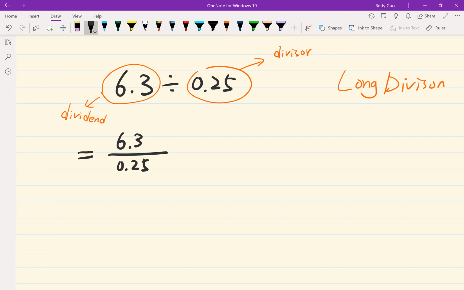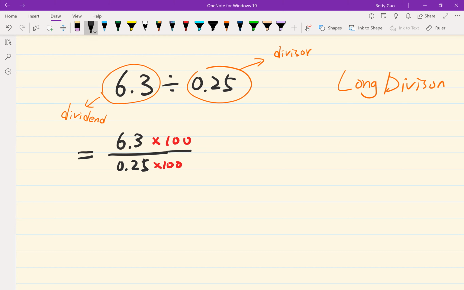Could we write 6.3 divided by 0.25 as the quotient of 6.3 and 0.25? We did it the other way around before. We know the fraction bar is a division symbol, right? Now if we convert the division symbol to a fraction bar, it would be the same, right? Technically, that's not a fraction because the decimals are not integers. But the multiplication property and the division property still hold here. So I'm going to multiply both top and bottom by 100.